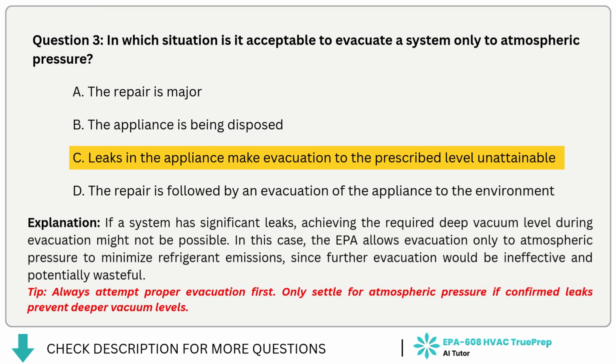Explanation. If a system has significant leaks, achieving the required deep vacuum level during evacuation might not be possible. In this case, the EPA allows evacuation only to atmospheric pressure to minimize refrigerant emissions, since further evacuation would be ineffective and potentially wasteful. Tip: always attempt proper evacuation first. Only settle for atmospheric pressure if confirmed leaks prevent deeper vacuum levels.